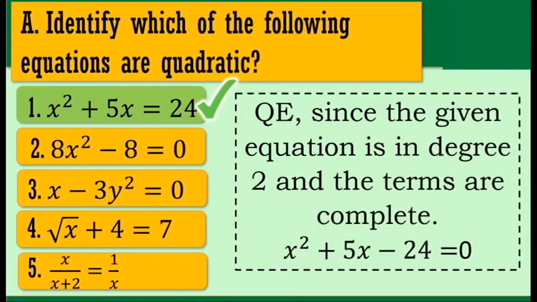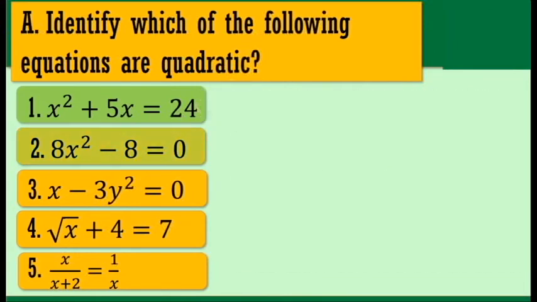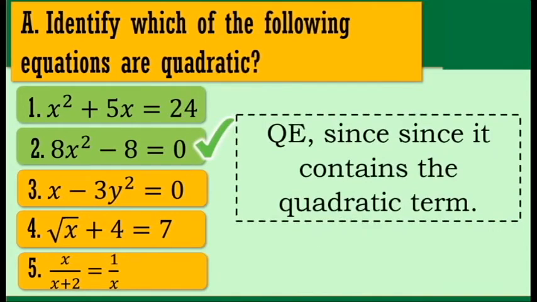Now how about for the second item? 8x squared minus 8 is equal to 0. Is that a quadratic equation or not? That is still a quadratic equation. Why? Since it contains the quadratic term.